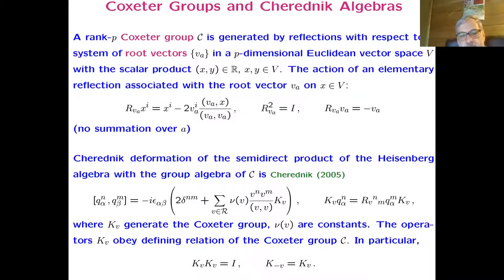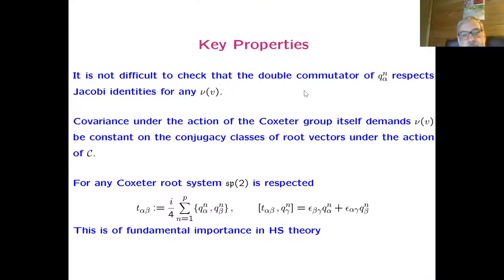And again, actually for any nu of V, these commutation relations respect Jacobi. This is really a remarkable fact. And in these terms, it's very easy to check. It's not a big deal to check that it respects it. Indices alpha and beta still are two components, still take two values. Okay. Good. What else? So it has remarkable properties for every Coxeter group.